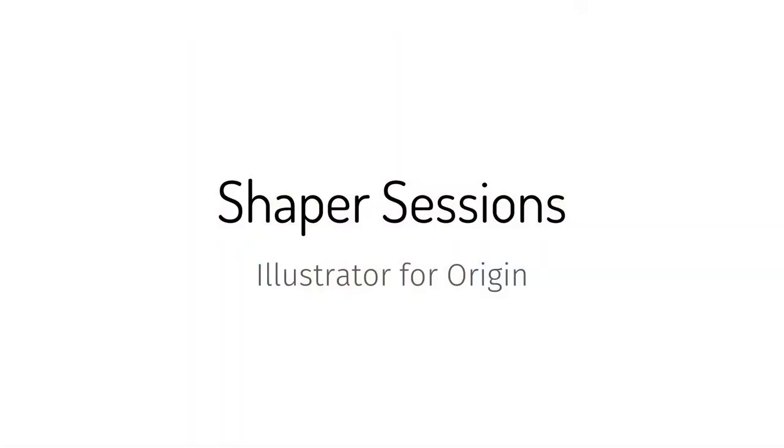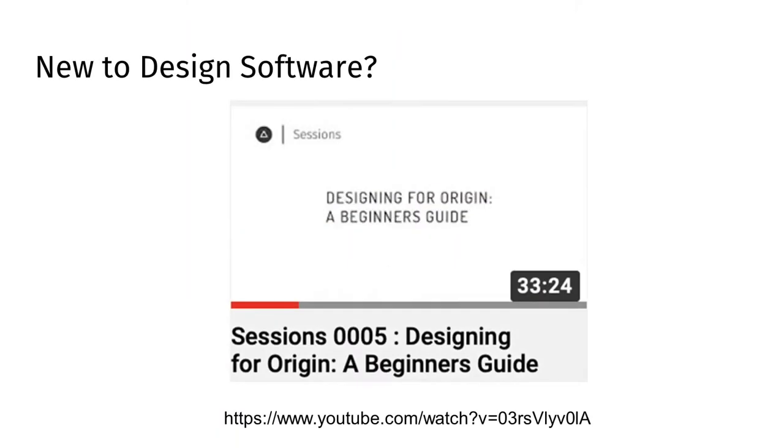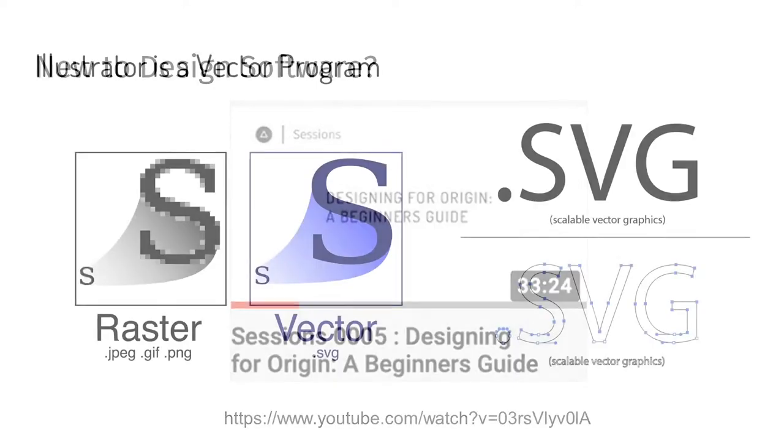If this is your first time learning about design software, Illustrator may not be the right program for you. With that said, we did a session a couple months ago about how to think about 2D and 3D design software, a beginner's guide on Sessions. That was a live session we recorded. It's available for you on our YouTube page. It's a really good primer for learning all the basics of design software and what you need to know when you're picking a design software for the type of projects you're going to be working with.